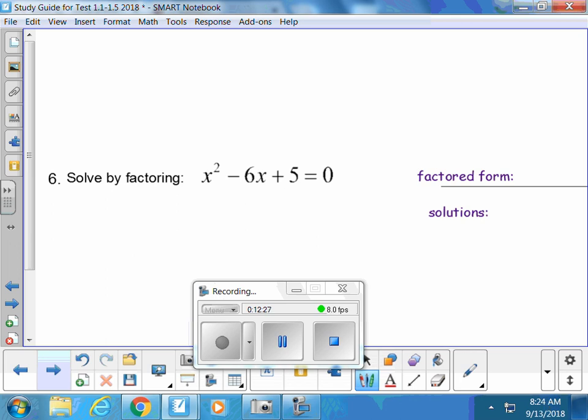What numbers multiply to 5 that add up to negative 6? Beware of the double negative. It's negative 5 and negative 1. That makes our solutions a positive 5 and a positive 1.